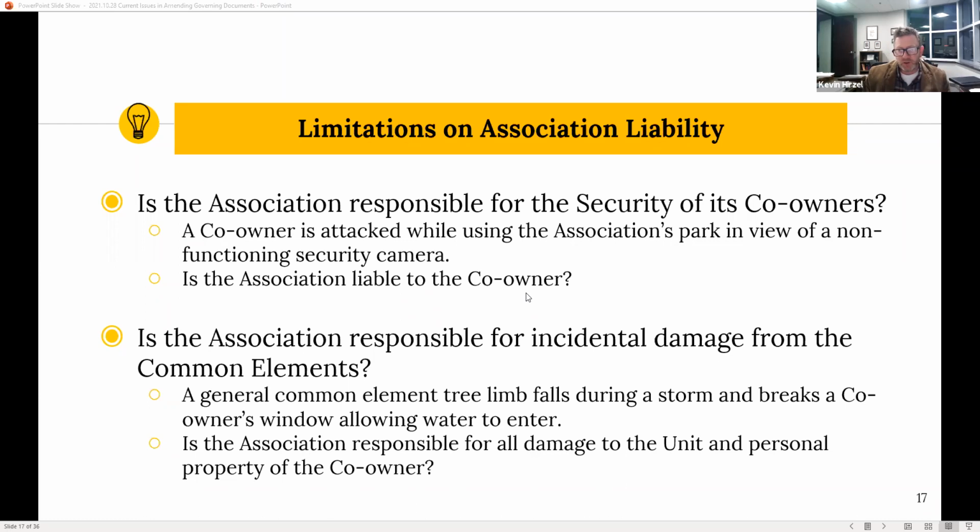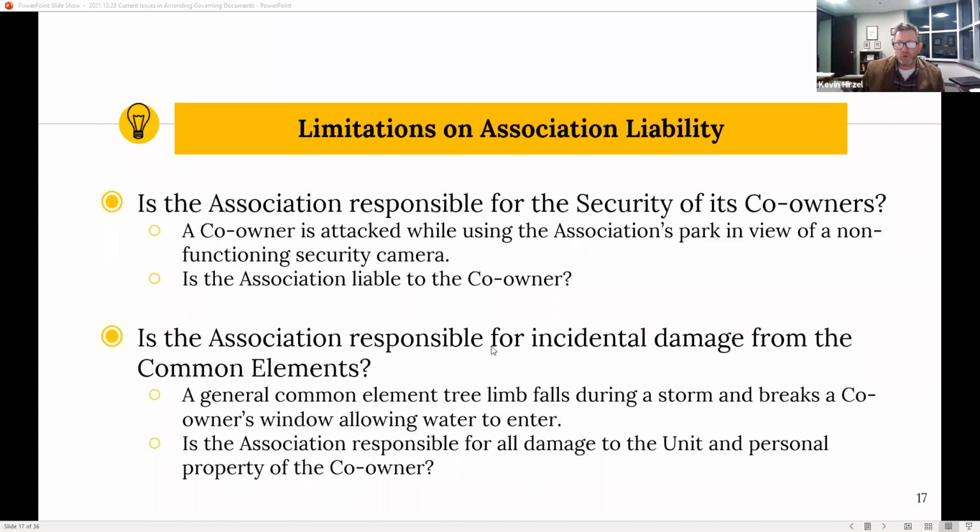Another example, similar to what I was referencing with respect to the priceless art situation, is incidental damage. Especially in a condominium, you have common elements and you have units. In many instances, the association is going to be responsible to maintain the general common elements. So the overarching question is, if there is damage to a unit, or damage to the personal property of the individual within the unit, from something the association was supposed to take care of, is the association responsible for everything that happened? The example I have in this instance is a general common element tree limb, so you have a tree that's on the general common elements.